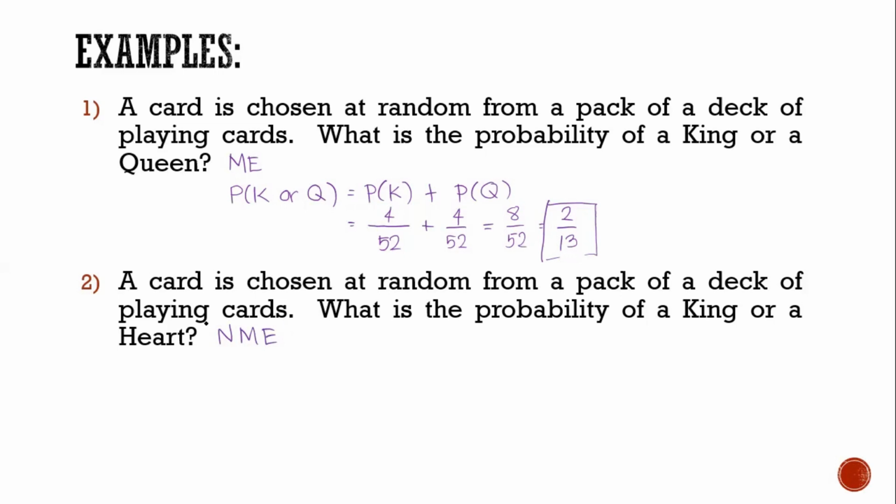So the formula that we are going to use this time is: probability of king or heart is equal to the probability of king plus the probability of a heart minus the probability that it is a king of hearts.